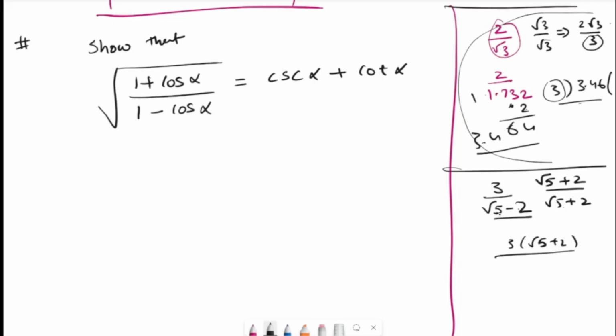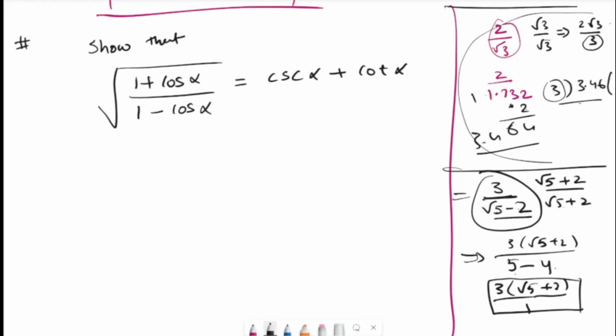It becomes root 5 square is 5, 2 square is 4, 5 minus 4 is 1. So basically this whole complex irrational fraction becomes nicely 3 root 5 plus 2. 5 minus 4 is 1. This you can easily do manually. So this whole process is called rationalization.